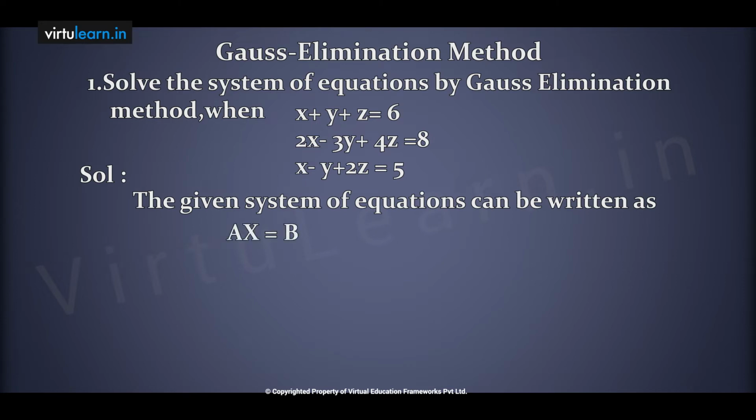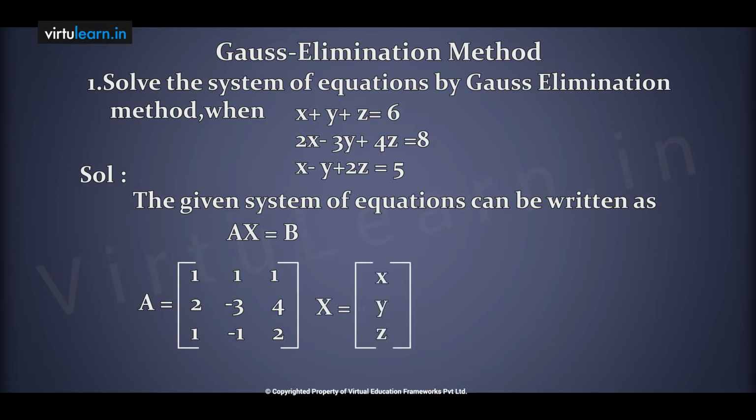Here, A is called the coefficient matrix, x is the variable matrix, and b is the constant matrix. A = first row 1, 1, 1; second row 2, -3, 4; third row 1, -1, 2. x = column x, y, z, and b = column 6, 8, 5.